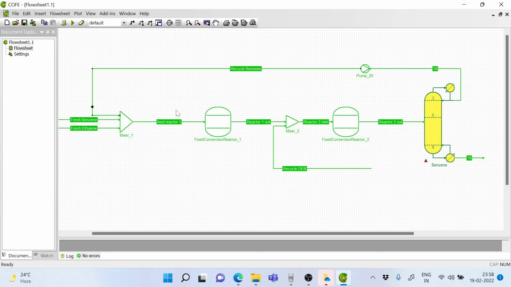So that will be all, guys. The only thing that needs to be done is putting another separator and hooking up the recycle. I will do this in the forthcoming lecture, and that will be the last lecture, and that will be the simulation of the entire plant.